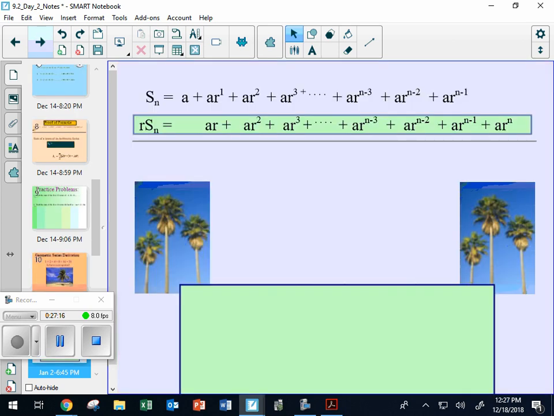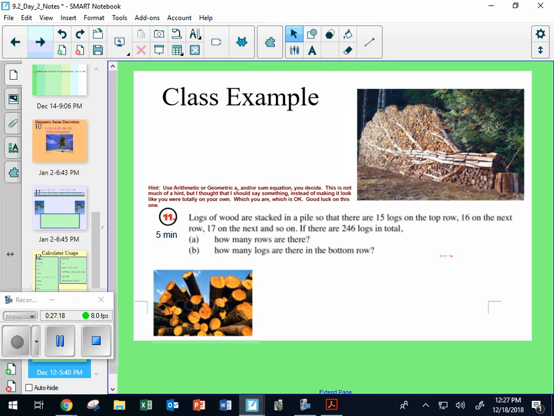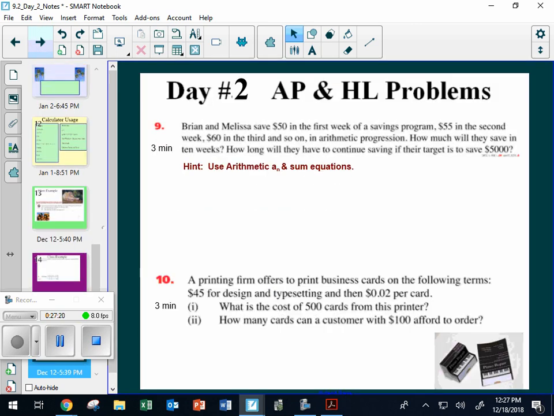Sorry, I had so many examples ready. There we go. So we're going to do 9 and 10. A lot of people misread number 9. Let me look at it with you.